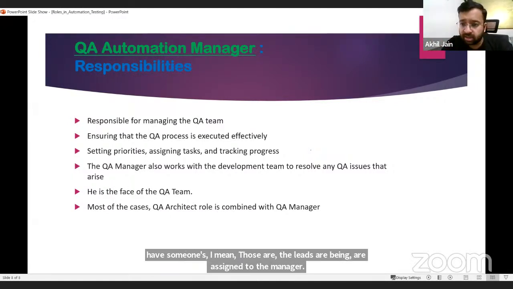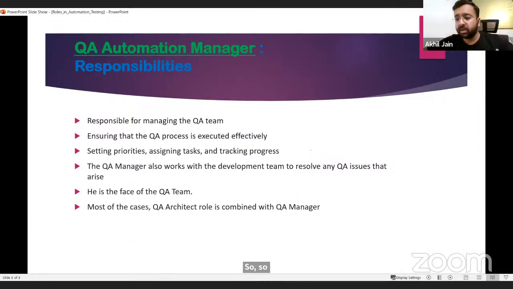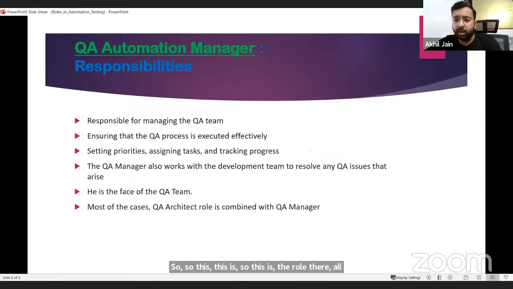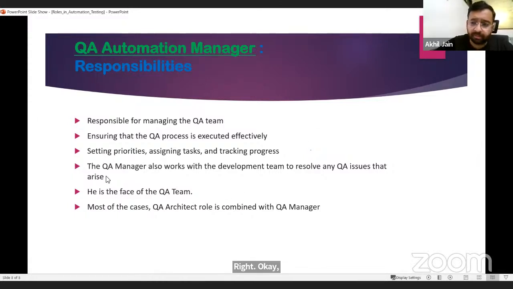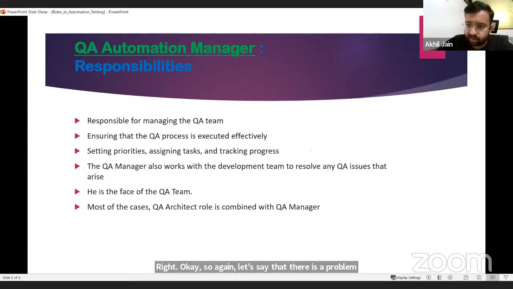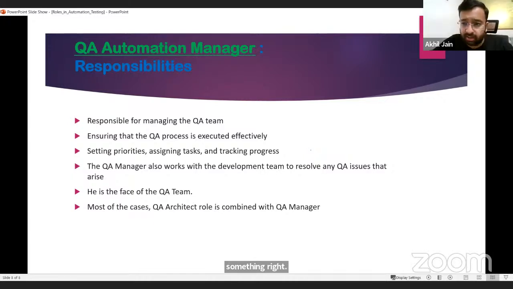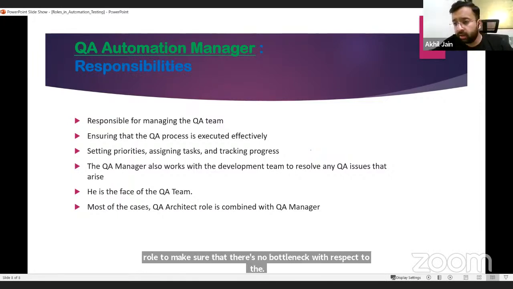So this is the role where all the information about the execution gets added: what issues are going on, and what could be the reasons we are delaying. And he is someone who has the decision-making power within the team. Let's say there is a problem; it is the responsibility of this role to make sure there is no bottleneck with respect to issues which are not on the QA side.